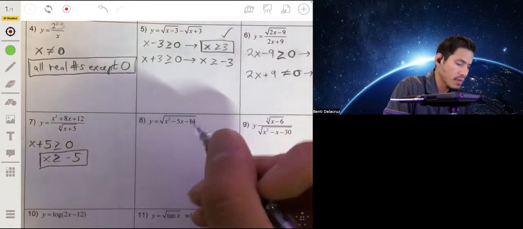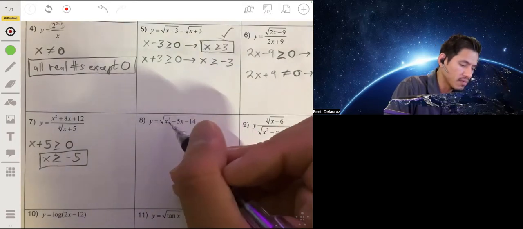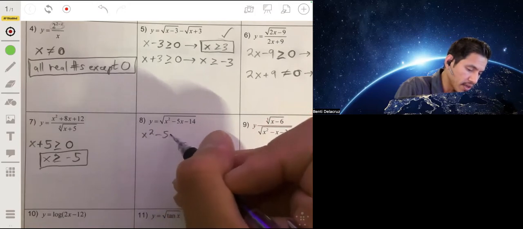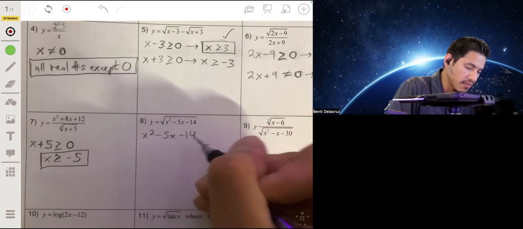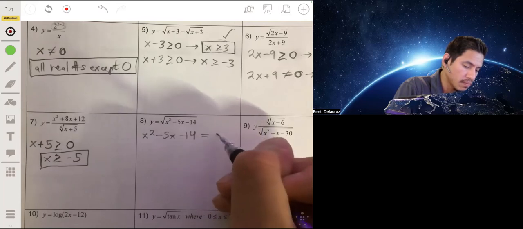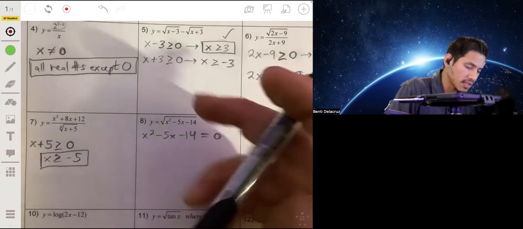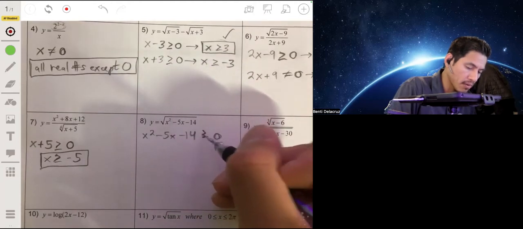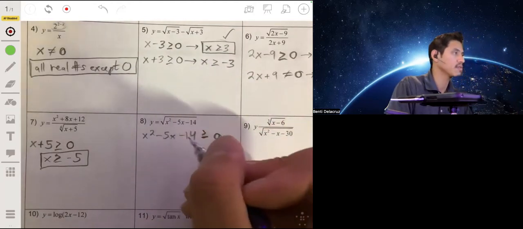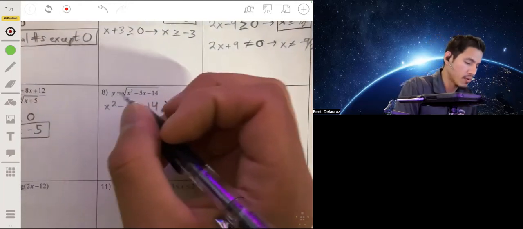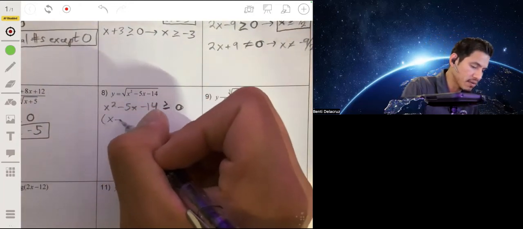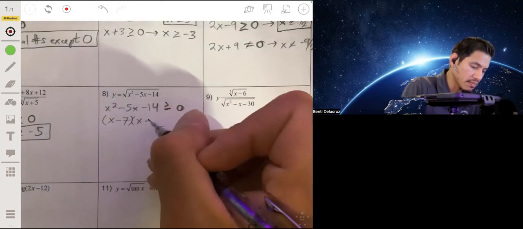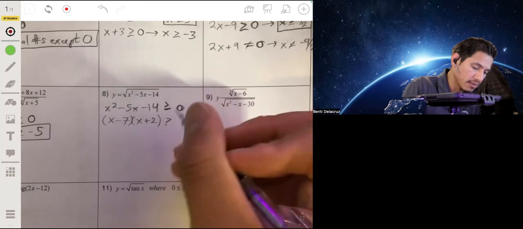Problem 8. Again, we can only take the square root of numbers 0 or greater, so we would solve x squared minus 5x minus 14 has to be greater than or equal to 0. Make it more clear. Now this is going to be a little more involved, so let's factor this and see what we've got to do. Because if we factor this, it'd be x minus 7 times x plus 2 is greater than or equal to 0.